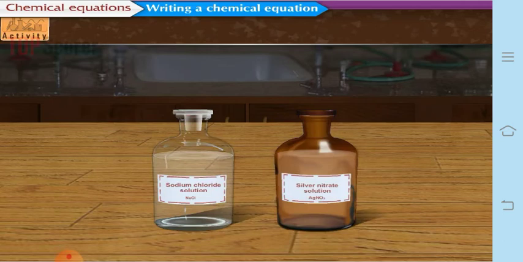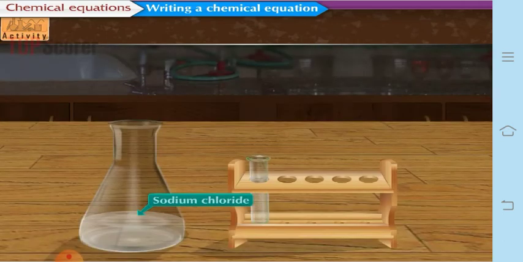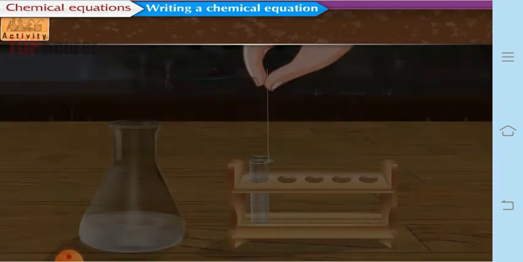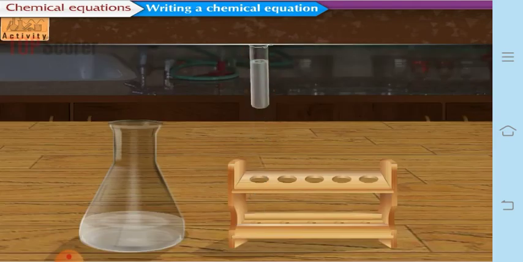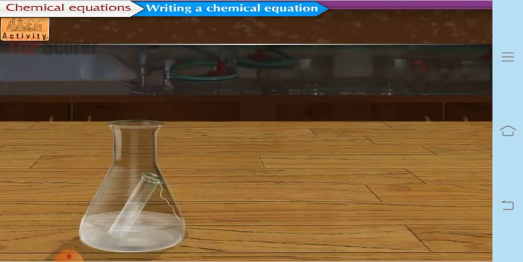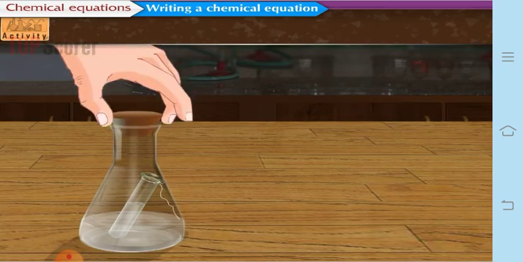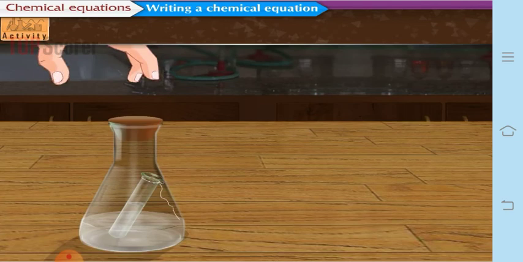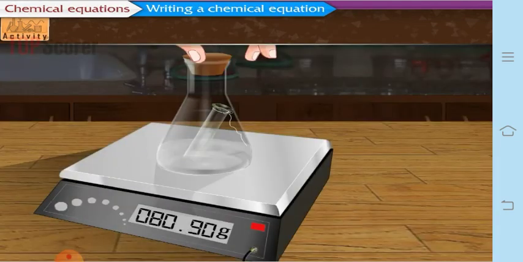First, take sodium chloride solution in a conical flask and then add silver nitrate solution in the test tube. Tie a thread to the test tube and insert it carefully in the conical flask. Now make the conical flask airtight by fitting a rubber cork. After this, weigh the conical flask with the test tube. It indicates the weight, that is 300.23 grams.